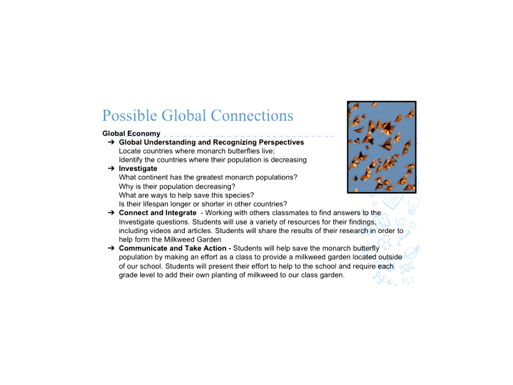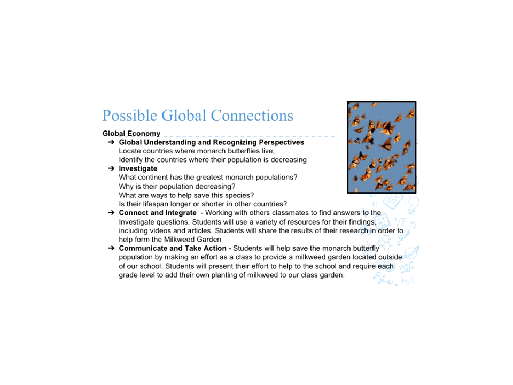For our global understanding and recognizing perspectives, we will focus on locating countries where monarch butterflies live and identify the countries where their population is decreasing. We will investigate what continent has the greatest monarch populations, why their population might be decreasing, what are ways to help save this species, and is their lifespan longer or shorter in other countries depending on weather and other things that they will investigate. They will work together with classmates to find answers to their problems.